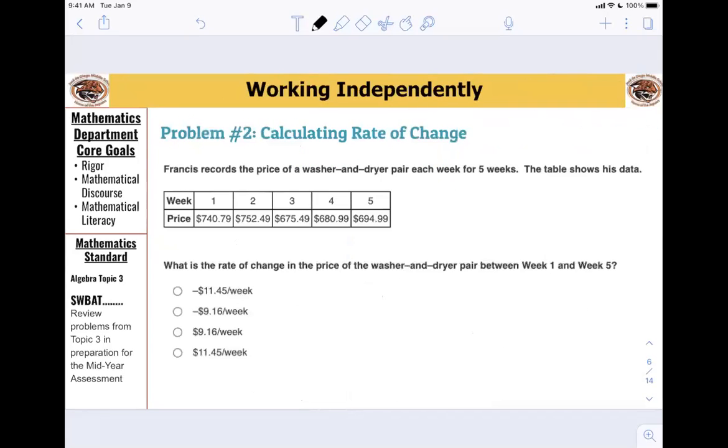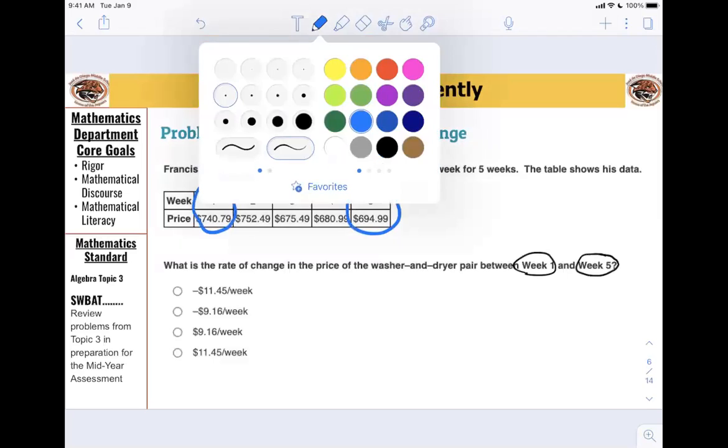Another rate of change, but this one's a lot easier because they already give you the table. You don't have to put in all that work. So this one's saying, what is the rate of change between week 1 and week 5? So this is easy. They tell you where to look. So I'm looking at week 1 and week 5, and I'm going to calculate the rate of change using the rate of change formula.